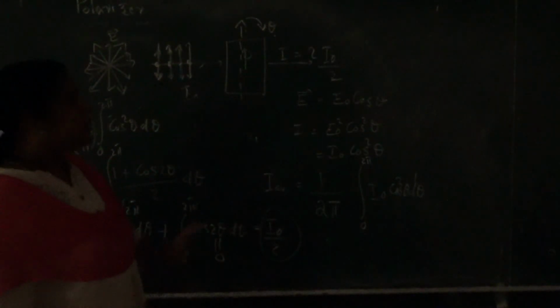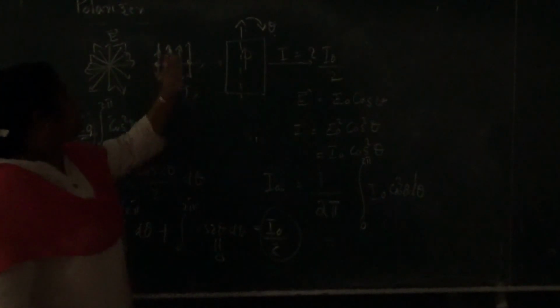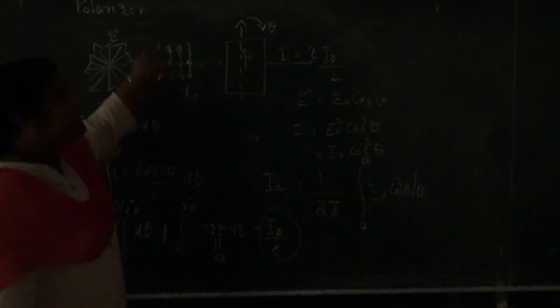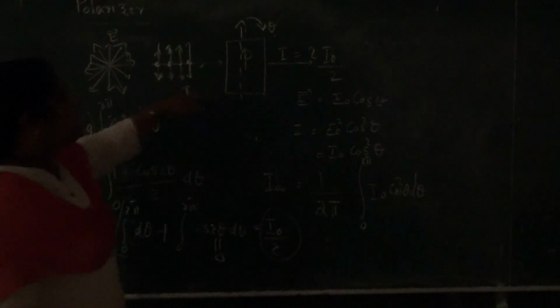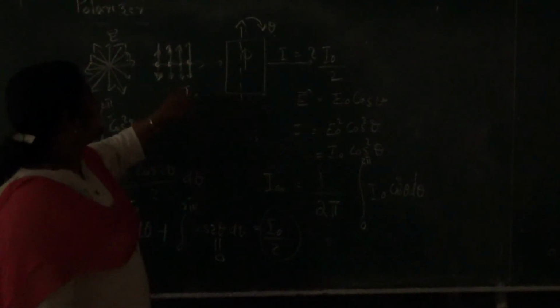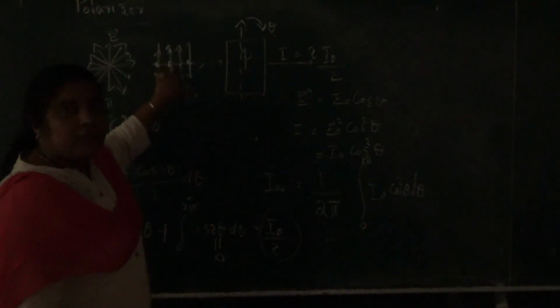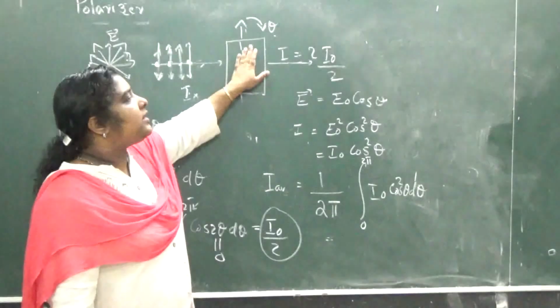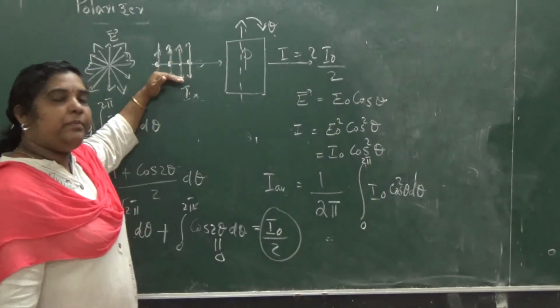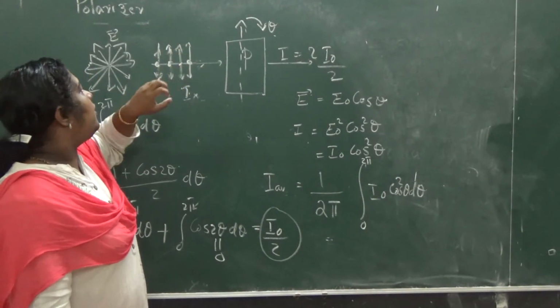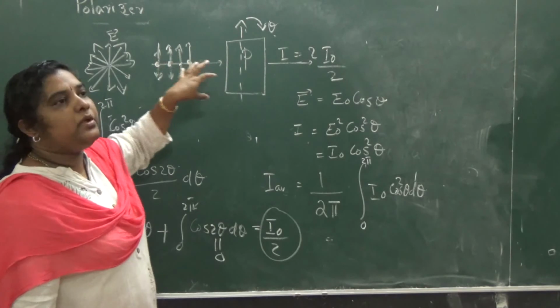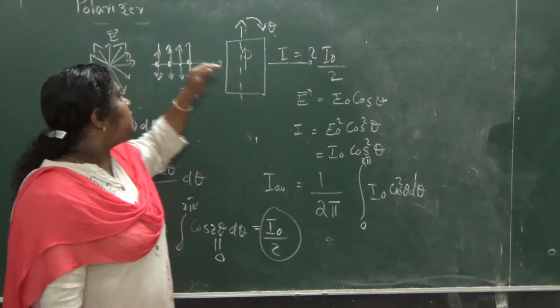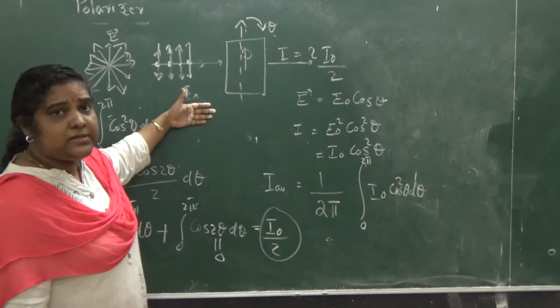Here you can see, I have represented perpendicular polarization and parallel polarization. Actually, I 0 is the intensity due to this perpendicular polarization and parallel polarization. So this polarizer passes only parallel polarization. All the perpendicular vibration is eliminated. So it will become half. It is very easy.